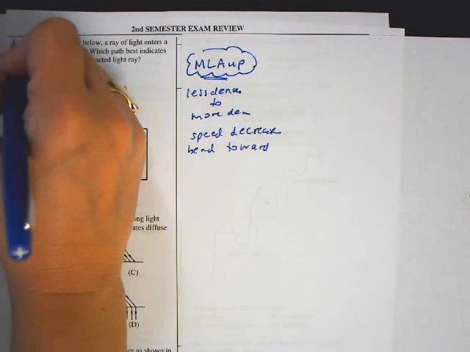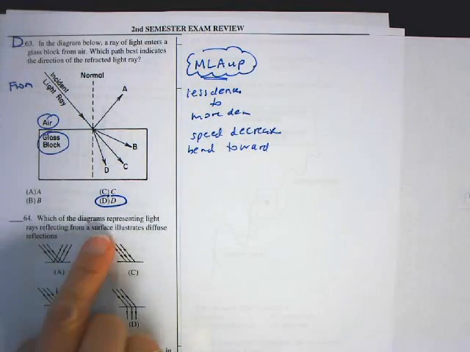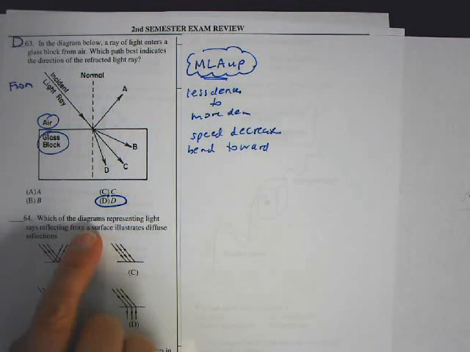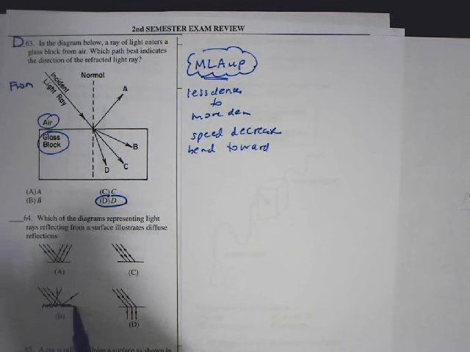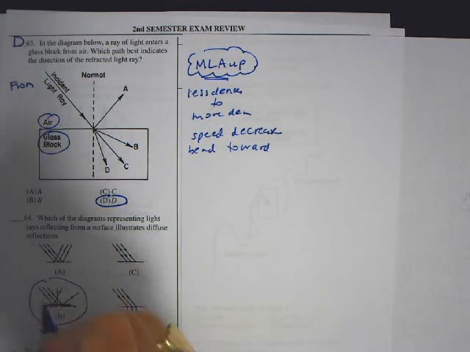Which of the diagrams representing light rays reflecting off a surface shows diffuse reflection? So diffuse is when the surface is uneven. Even though it shows all the surfaces, really isn't a good picture, because this should be more like wavy. But anyway, when the rays of light bounce off in parallel, that's not what happens. They become scattered. So the answer here is B. Once it hits the surface, they go in different directions.